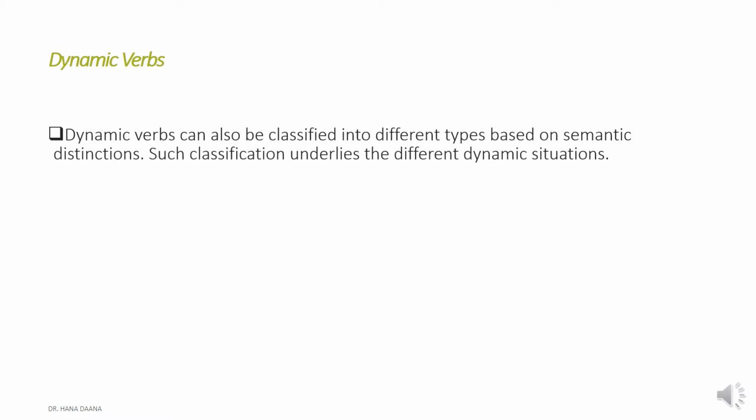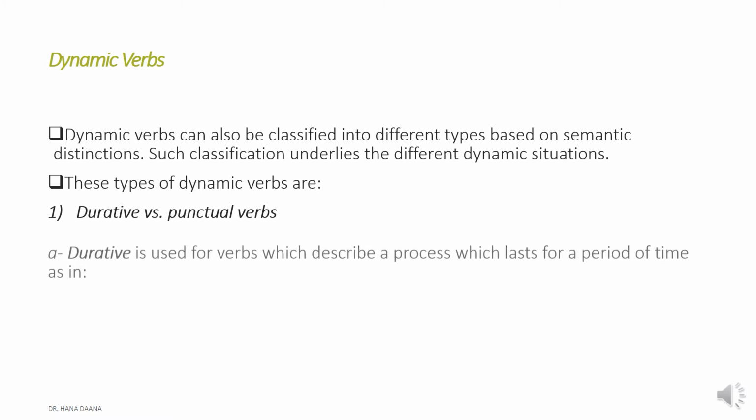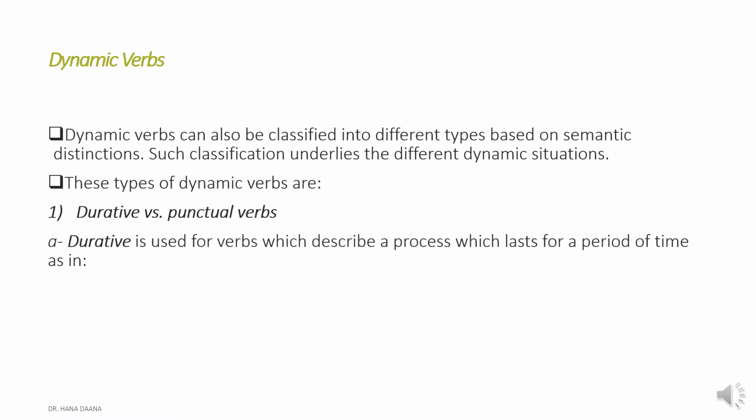Dynamic verbs can also be classified into different types based on the semantic distinctions. Such classification underlies the different dynamic situations. To start with, we have punctual verbs versus durative verbs. Durative is used for verbs which describe a process that lasts for a period of time. For example, I studied for the exam and the baby slept.